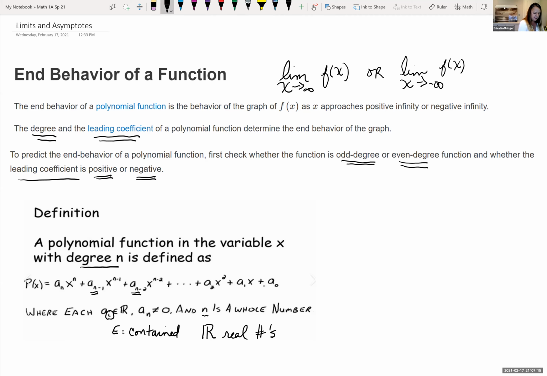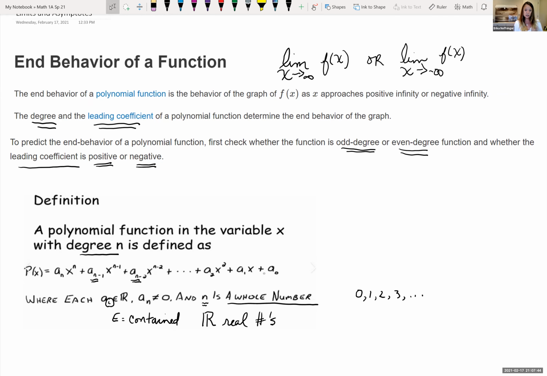And then n, the exponent of our variable, is a whole number. So recall, whole numbers are in the form of 0, 1, 2, 3, going on forever. So just a quick review of a polynomial and finding the end behaviors of the graph. Again, we want to look at just the degree and the leading coefficient, and that one term gives us what's going on with the graph.